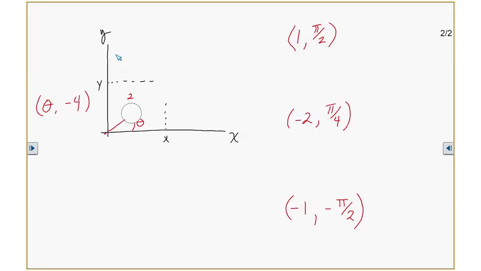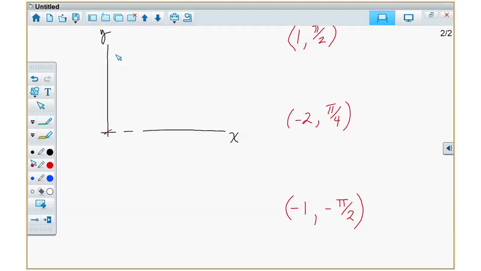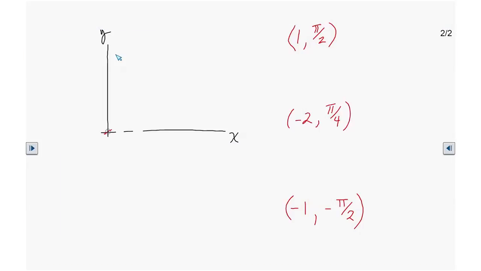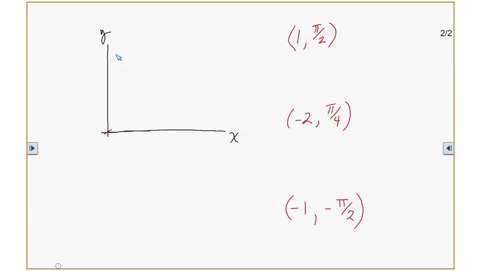How many of y'all remember polar coordinates? Anybody want to speak up? Did I go over them in Calc 1? I'm sorry, what? I can't hear you. Your voice is gone.